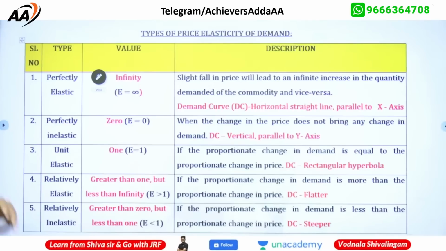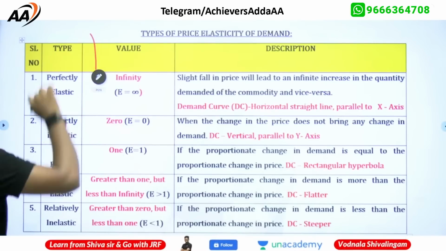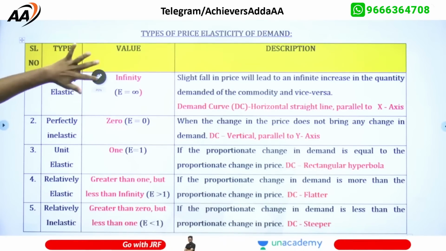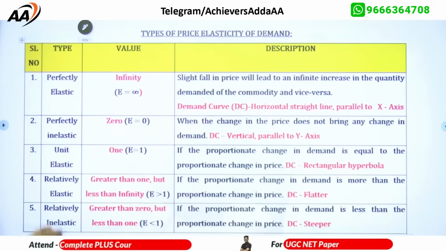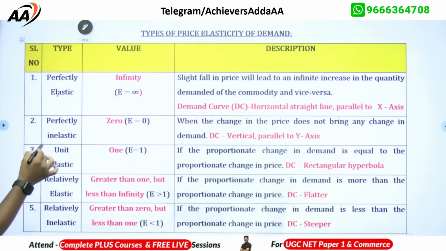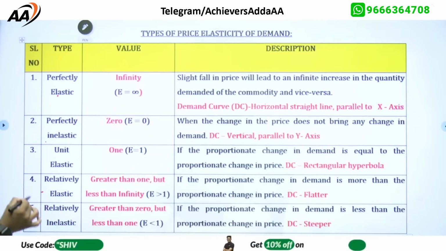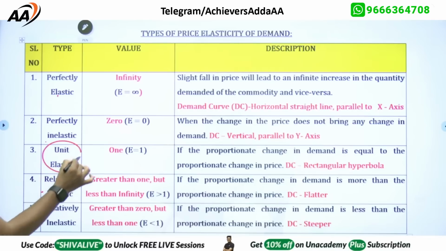So that's about decreasing and increasing. Next, there are five types of elasticity: perfectly elastic, perfectly inelastic, relatively elastic, relatively inelastic, and unitary elastic.